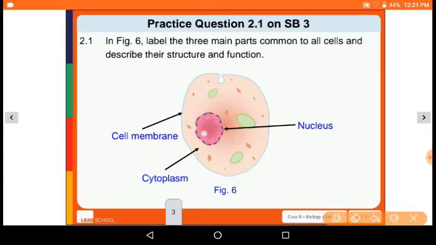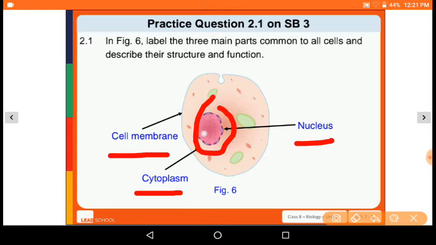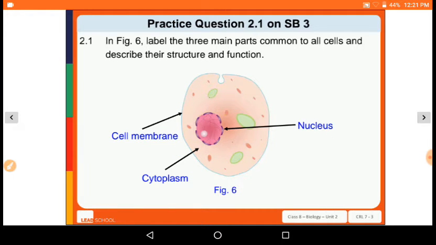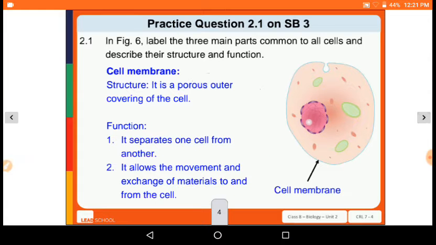First, I label like this. It is a nucleus, so I can mention the nucleus. Then the cytoplasm, and the cell membrane is the outer layer of the cell. First, we will describe the cell membrane.